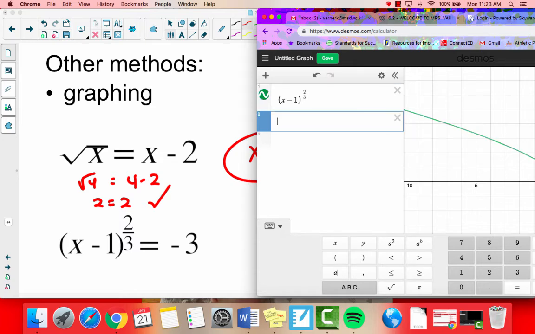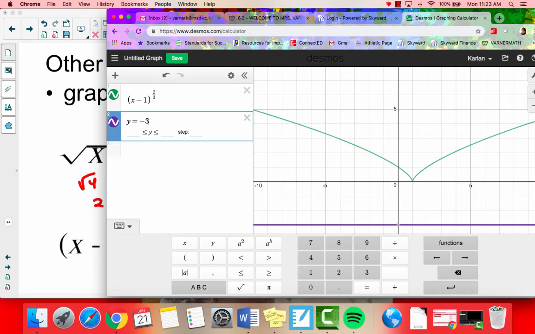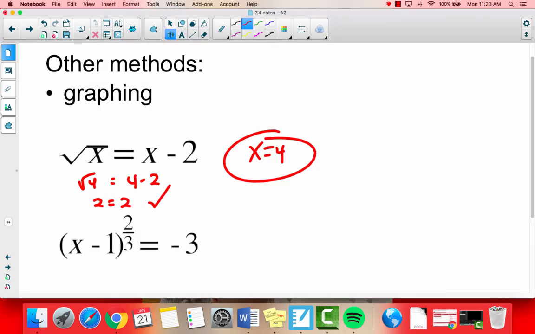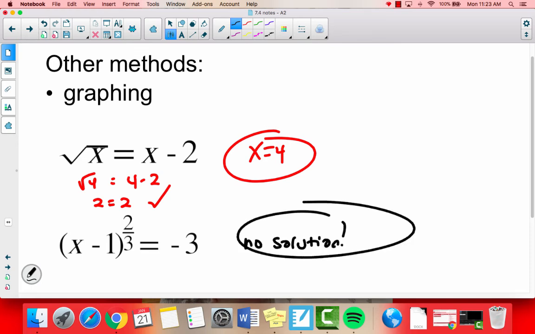And then we have negative y equals negative 3. If you see where those cross, notice that this doesn't cross at all. So in this case, because these graphs will never touch, this would be one where there is no solution. And it is possible to have a no solution. It won't always happen, but that's if your graph doesn't connect at all.